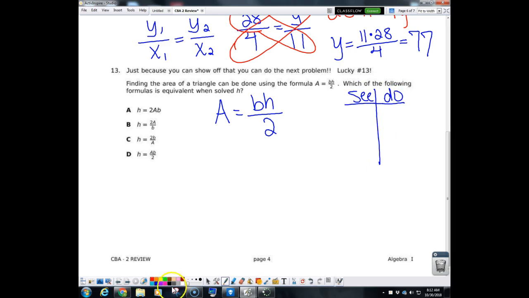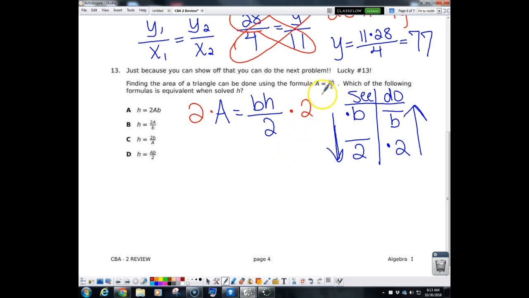What do you see happening to h? Well, I see it being multiplied by b and then divided by 2, right? So the opposite is multiplying by 2 and then dividing by b. So remember, here you go down, this way you go up. So that means I'm going to multiply by 2 first on both sides. These two cancel out, so I'm left with 2 times A equals b times h.